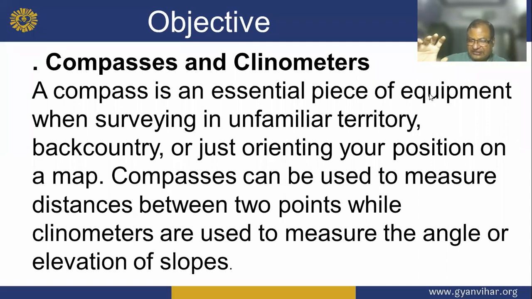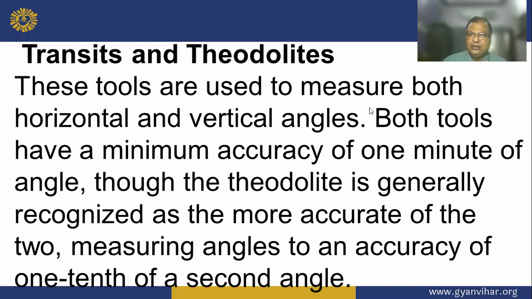So a compass can be used to measure direction between 2 points, while a clinometer is used to measure the angle of elevation on a slope. One thing: by the compass, you can measure the direction, and the clinometer measures the angle.